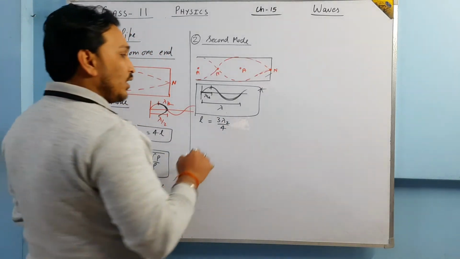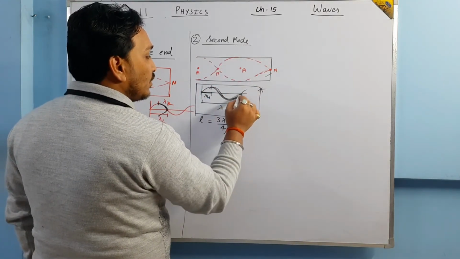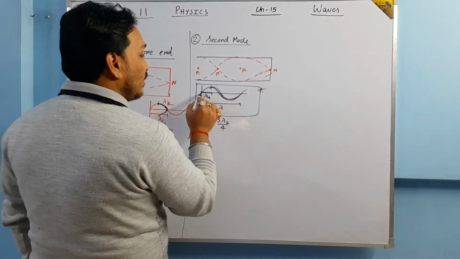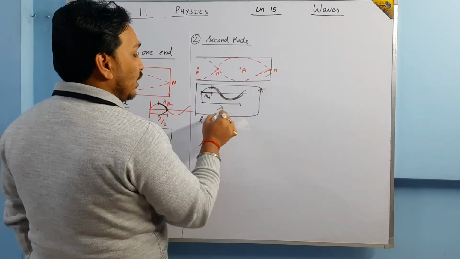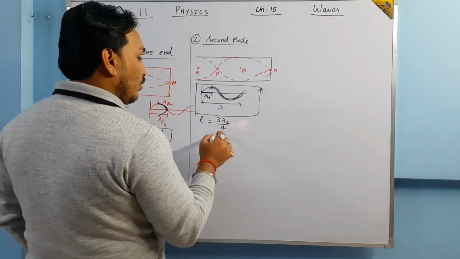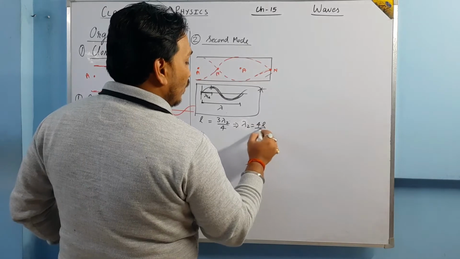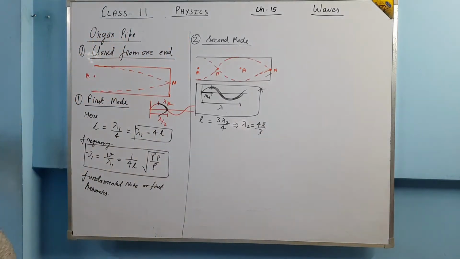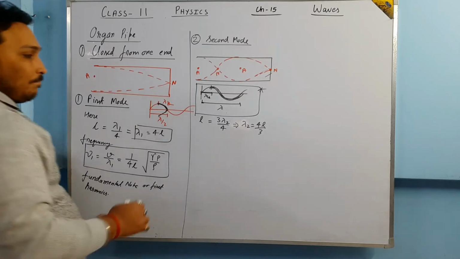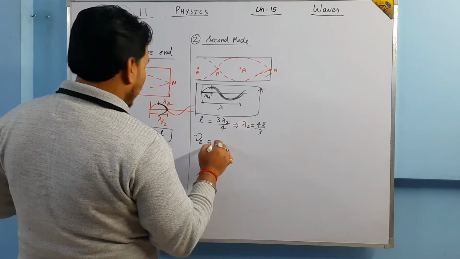I hope you are able to understand. This length, this wave is actually this part. This total length is lambda. This length is lambda by 4. What is the length from here till here? It is lambda minus lambda by 4, that is 3 lambda by 4. From here, lambda 2 is going to be what? 4L by 3. Lambda 2 is equal to 4L by 3.